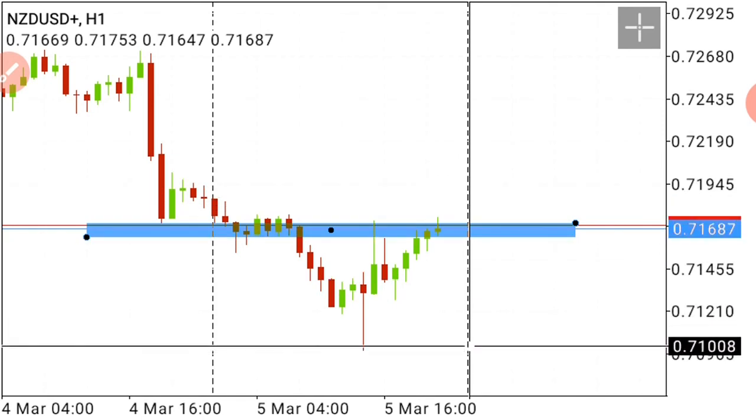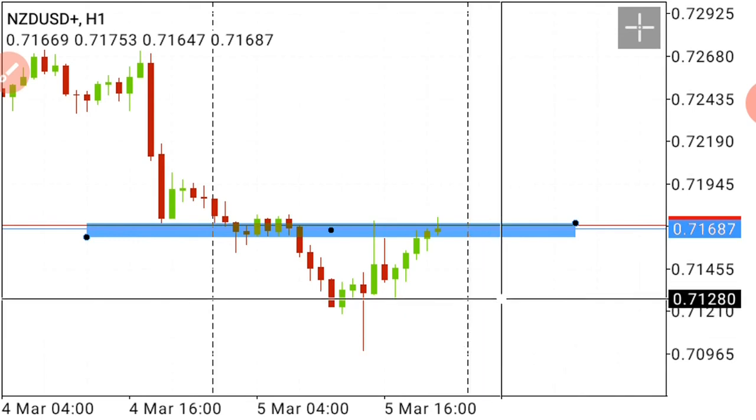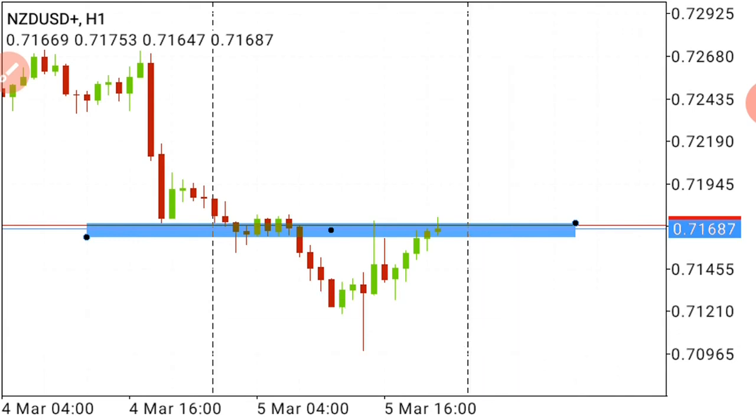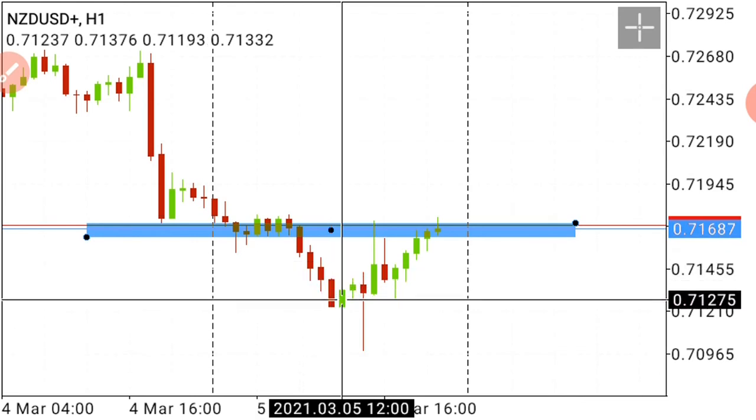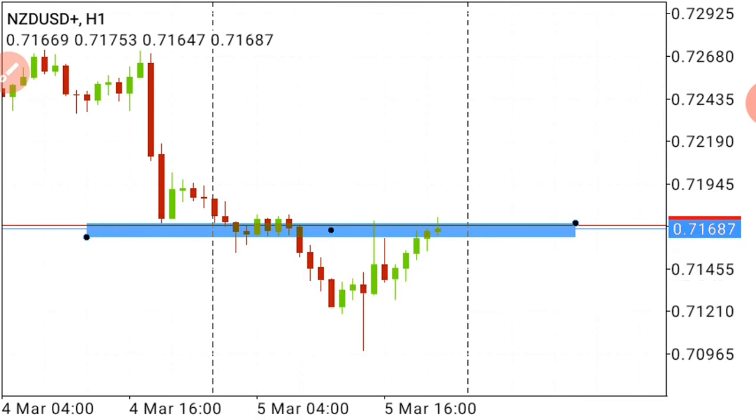It should still be on the low. That's 0.71008. That's our first take profit. So that means when your market is getting close there, you can move that take profit, shift your stop loss to somewhere good to cover up some profits already.